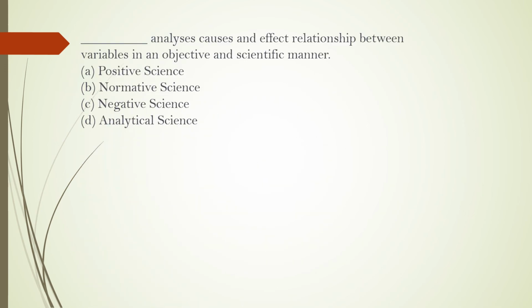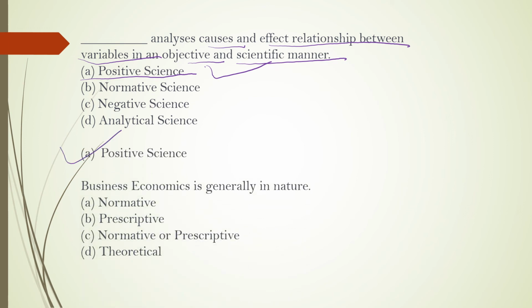Positive science analyzes the cause-effect relationship between variables in an objective or scientific manner; that is, positive science explains the relationship between cause and effect. So the right answer is positive economics. Business economics is generally normative or prescriptive in nature. So the right answer is normative or prescriptive in nature.